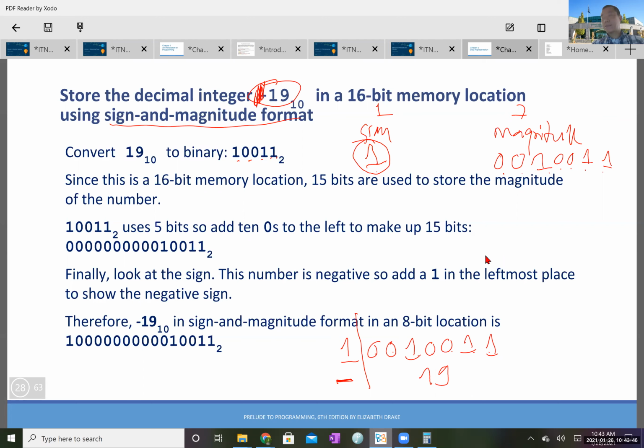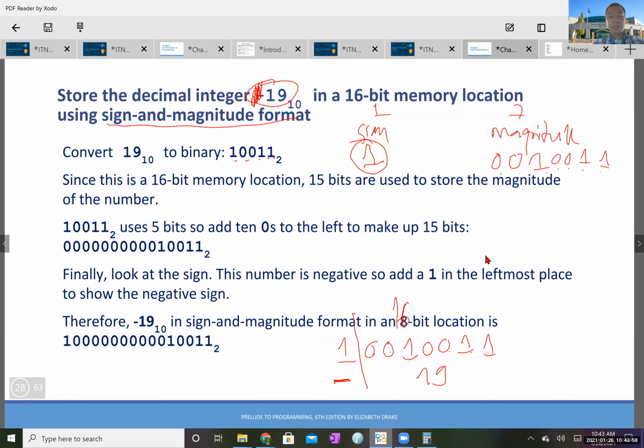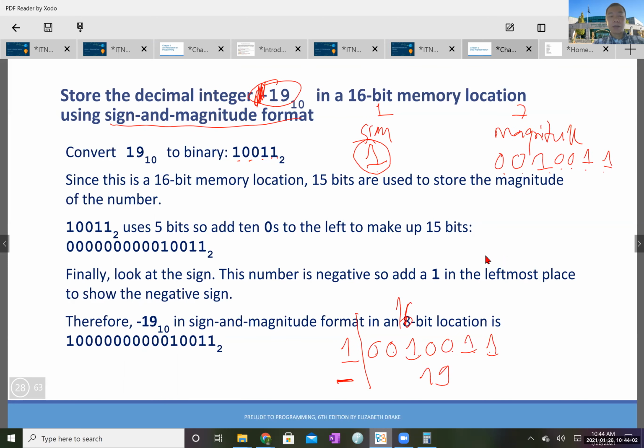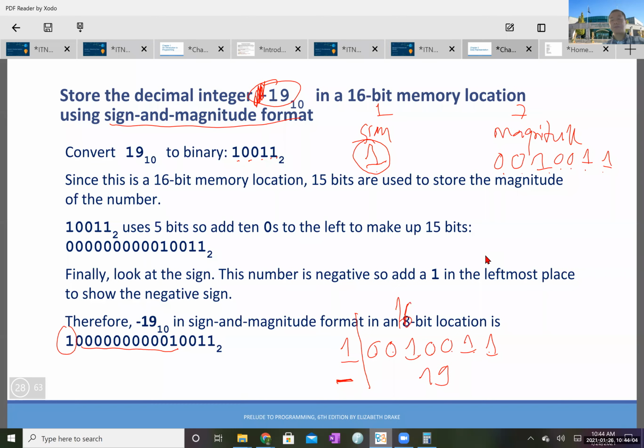Okay, it makes sense. Yep. So in the case of if you want to store in the 16-bit here, right? You have to add zeros to all of them to make it up to the 15-bit here, right? And 1 here for the sign here. It makes sense. Yes. Okay, thank you.